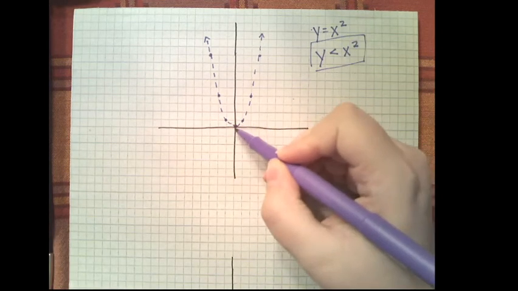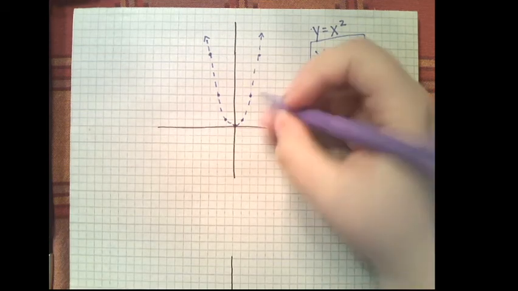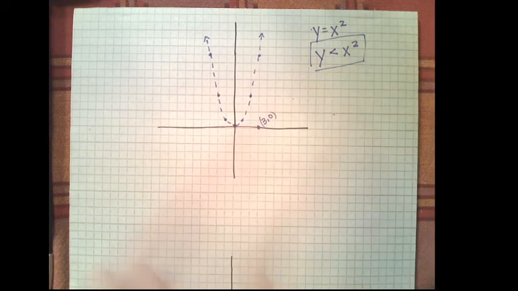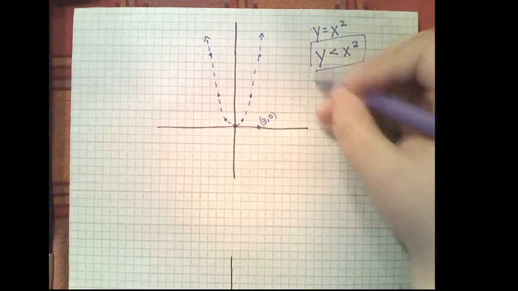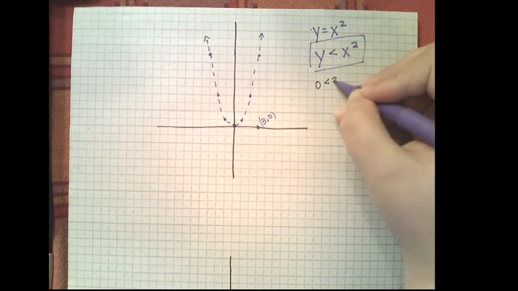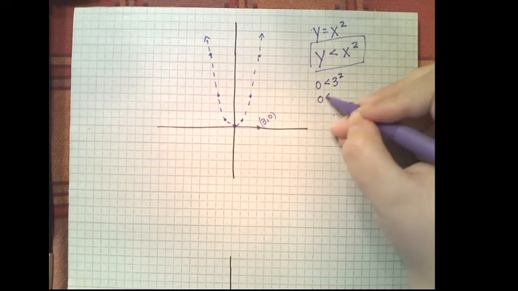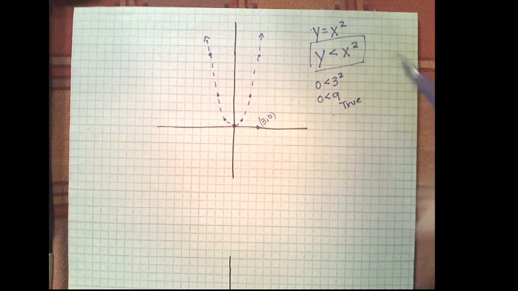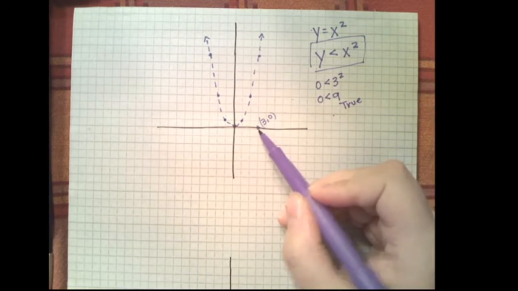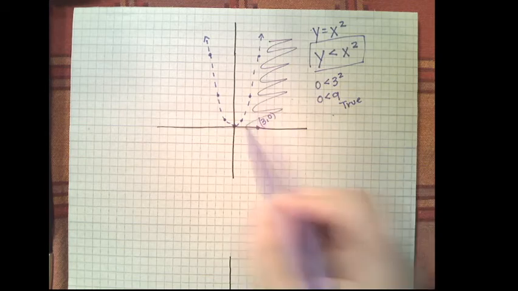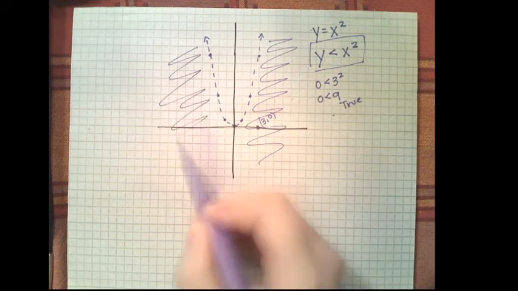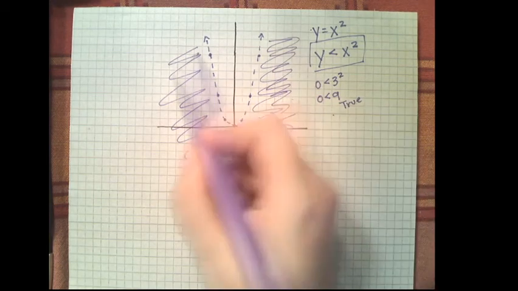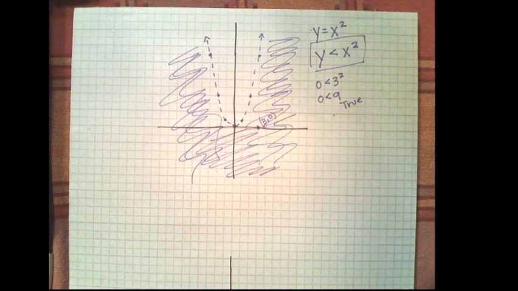Because I used the point 0, 0, I can't use it as my test point. So I'm going to choose the point 3, 0, because it's nice and far away from my parabola. So y is 0, x is 3, 3 squared: 0 is less than 9. That's a true statement. So that means 3, 0 is a solution point, so we are going to shade all the way around this parabola. So all of this is our solution region.